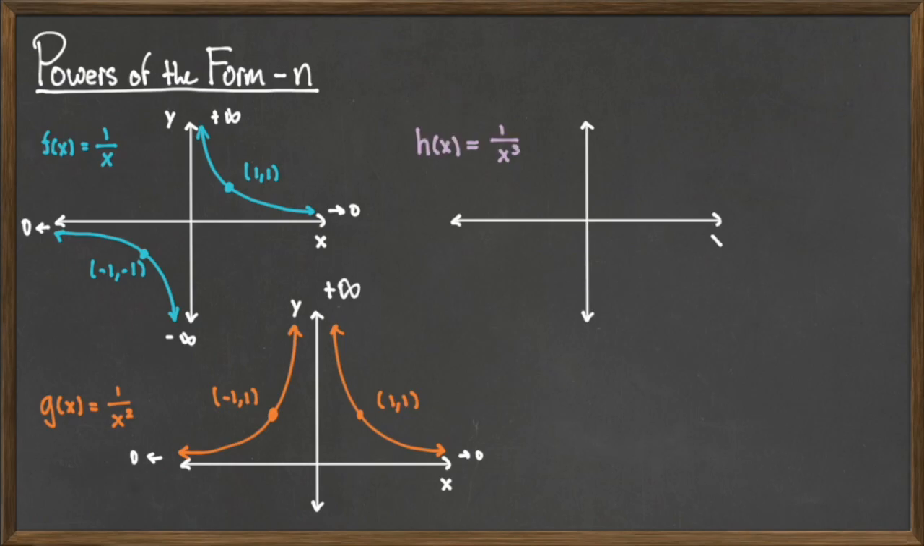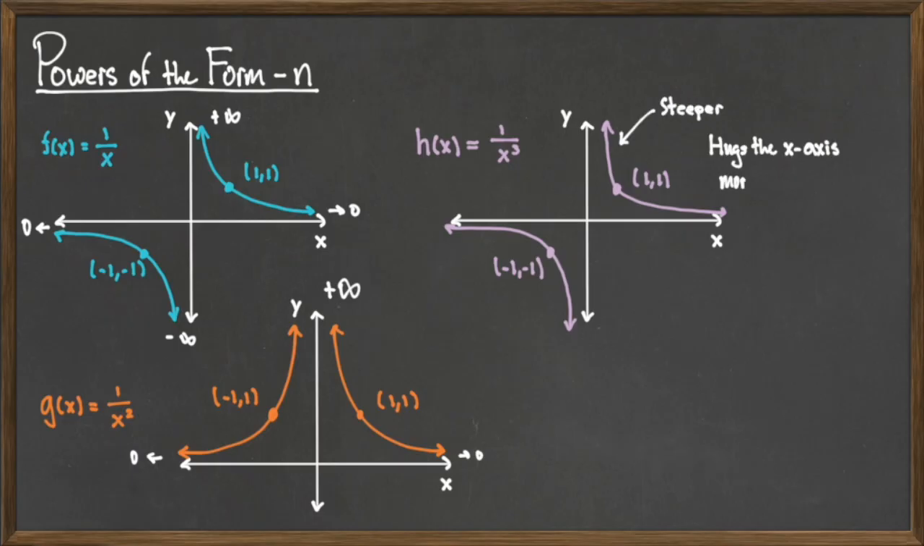Next, we've got h of x equals 1 divided by x cubed. This graph is going to look very, very similar to 1 over x, but the idea is that as my graph is getting a little bit closer to the y-axis, it gets a little bit steeper and it hugs the x-axis a little bit more. So the difference is subtle, and it's a little bit hard to see, especially with the way I might be drawing it, but the h of x graph does have a graph that hugs the x-axis a little bit more and gets steeper as it approaches the y-axis.